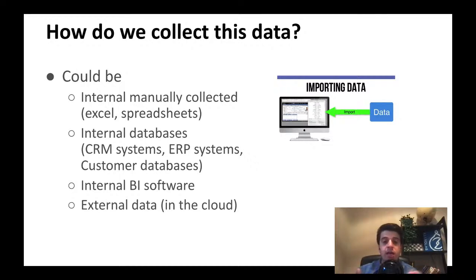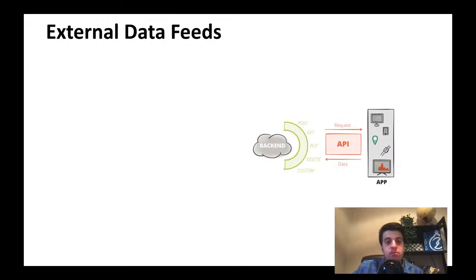Almost every company, like 99% of companies in the world, collect some form of data. It doesn't have to be complicated in a database. It could just be something that you gather normally. More advanced companies might have their own databases. So they might have CRM systems, ERP systems, or customer databases, or they could have internal BI software such as Google Data Studio, Power BI, or any form of online cloud solution. And finally, you could get data from external data sources that are in the cloud.